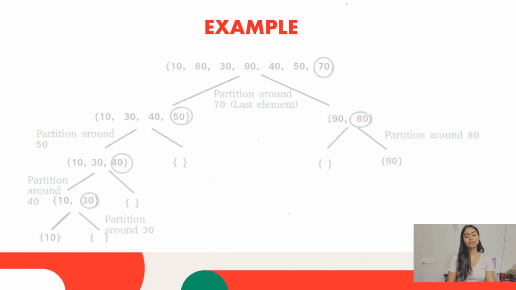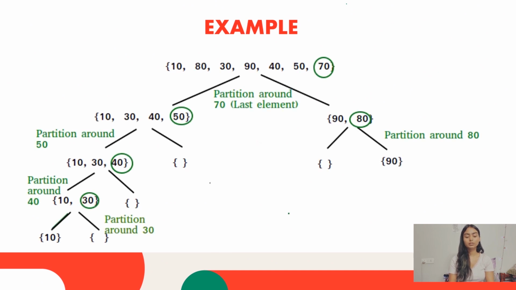So here we can see an example where 70 is used as the pivot element, and the array is divided into two subarrays, and then again from those two subarrays one pivot element is selected, and again the partition is done, and similarly step by step the partition is done and the array is sorted.